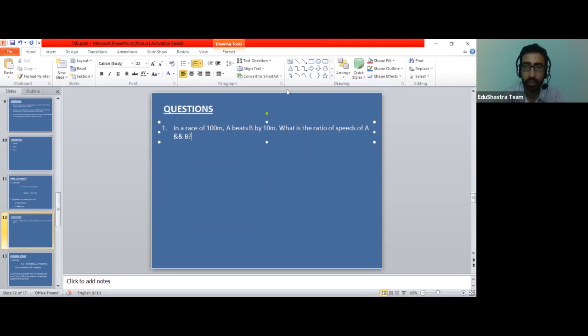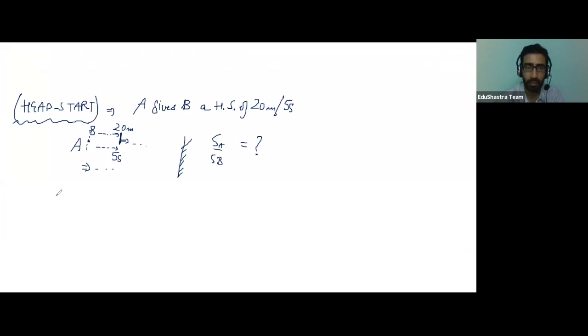And as simple as this looks, all the other questions that we are going to do are going to be similar. We understand the distance covered by A is 100 meters, and the time here is constant. In the same time, the distance covered by B is 90 meters. And of course, you assume time is constant because if you're talking about a race and the question doesn't say otherwise, we assume that they both started at the same time from the same point. And thus dA by dB, or 100 by 90, will be equal to the speed of A upon the speed of B, which of course comes out to be 10 by 9.